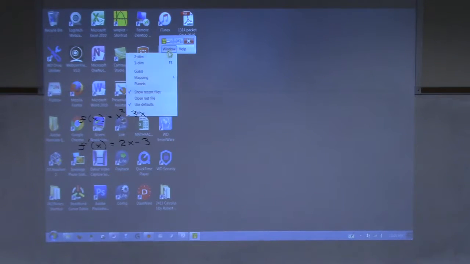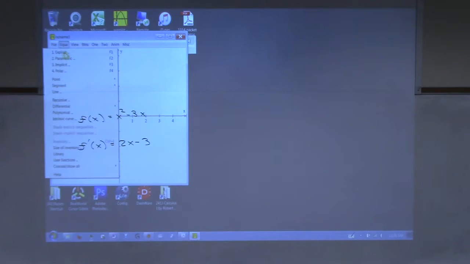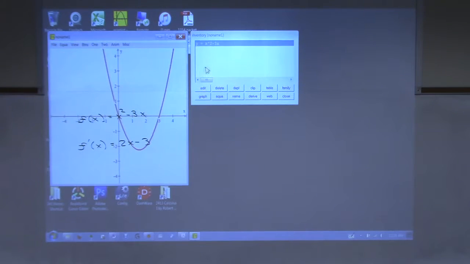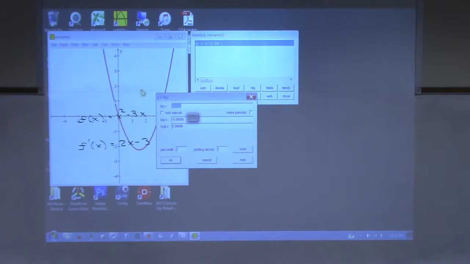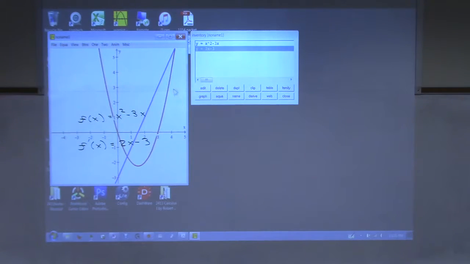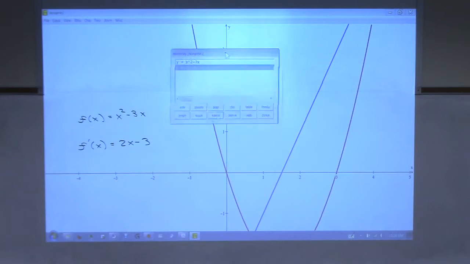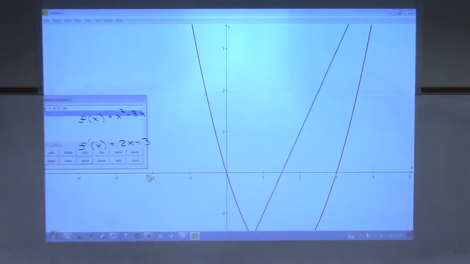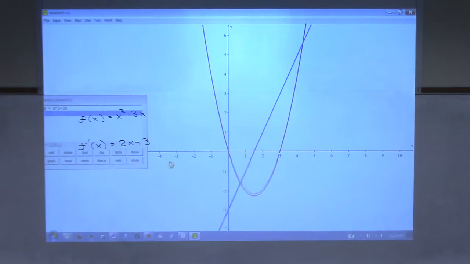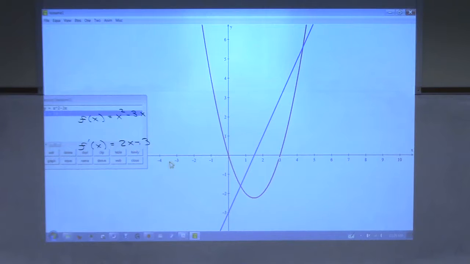I'm going to graph these together. So the first one is x squared minus 3x. And the other one was 2x minus 3, right? Wrong way.